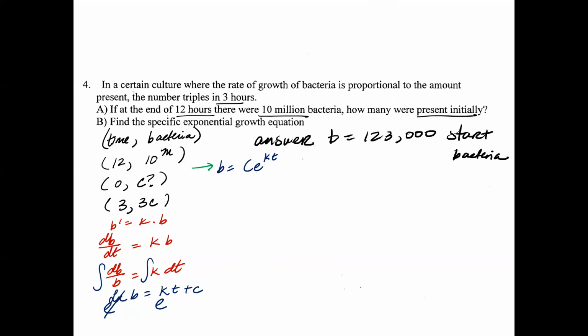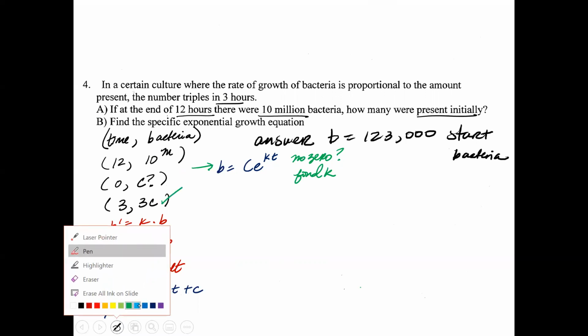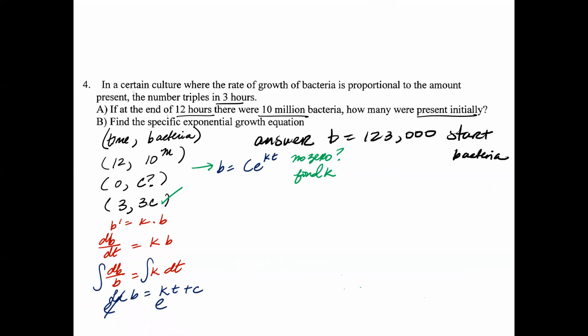Well, notice I don't have 0 here, so I can't cancel the E as easily. So if I have no 0, then let's try to find K. So let's go ahead and use this equation right here. And the reason I use this is because you have a C right here for Y. So you have a B right there.